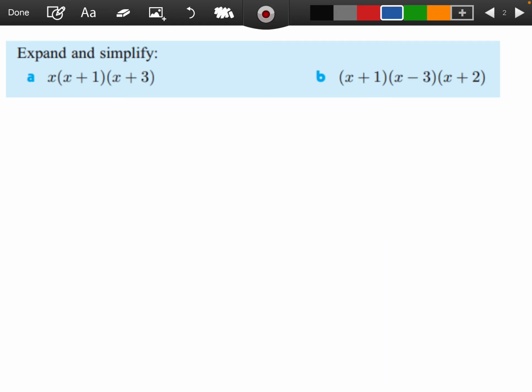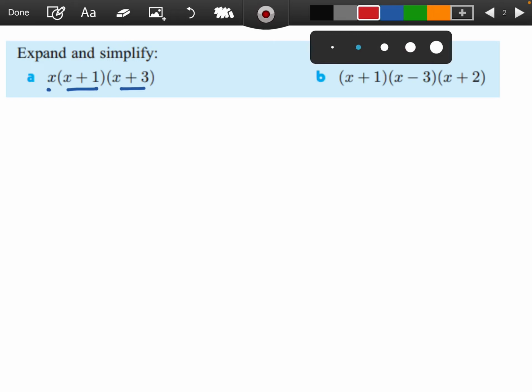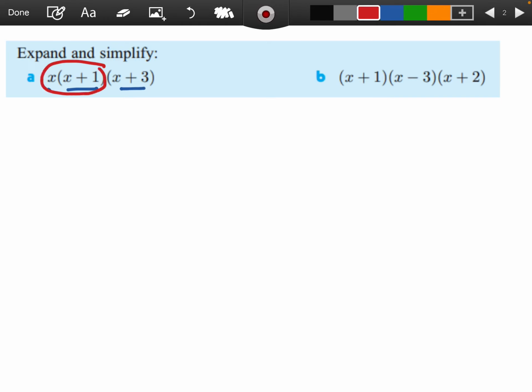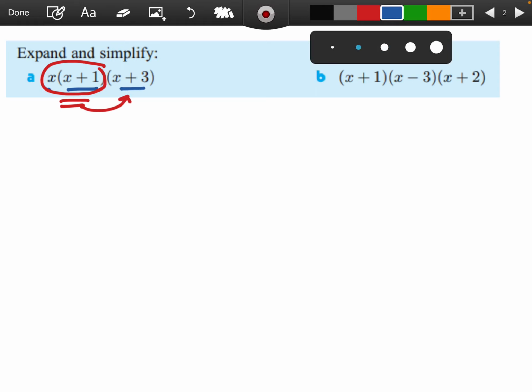So here we see 2, where we have an x out in front of an x plus 1 inside and another x plus 3. There's no way that I can do this in one step. Those are 2 separate multiplications, so I need to deal with them one at a time. So I need to deal with this, and then whatever the answer is to this, I will multiply it by my second set of brackets. So one piece at a time.